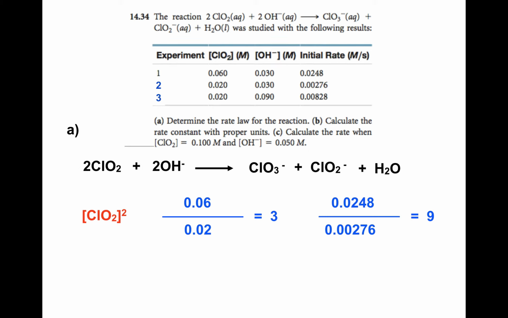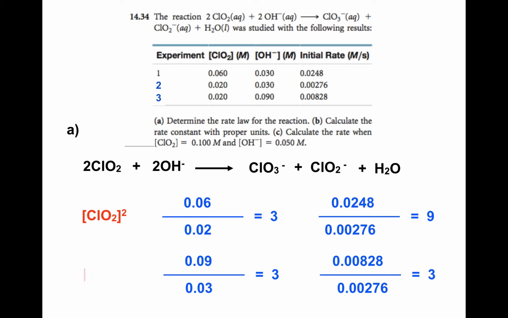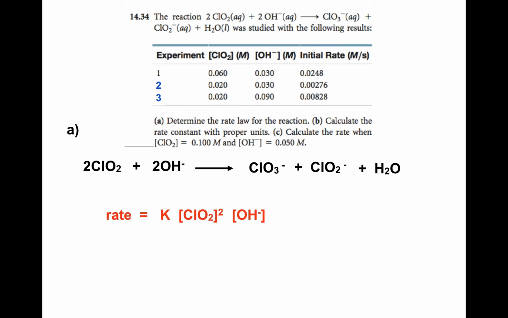If I compare experiments 2 and 3, I'm holding the concentration of chlorine dioxide constant. I'm tripling the concentration of hydroxide, and that triples the rate. All right, so first order with respect to hydroxide. So this is a third order rate law. Tripling the concentration of chlorine dioxide quadruples the rate. If I was doubling the concentration of hydroxide at the same time, I'd have to the third power faster. All right, have an 8-fold effect.